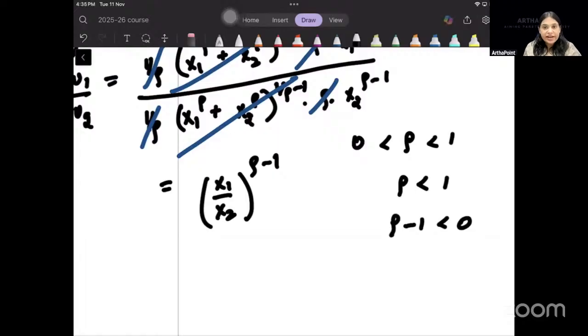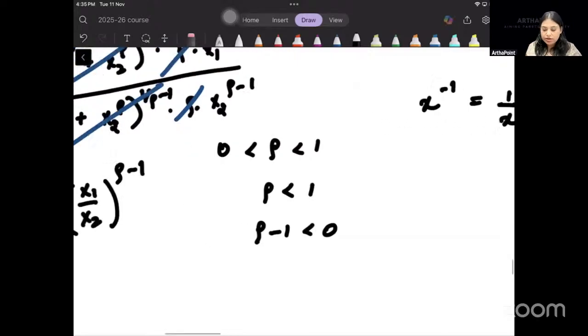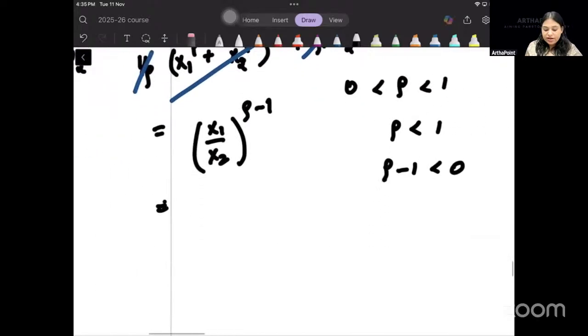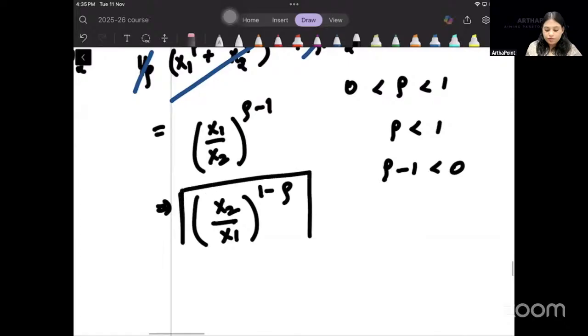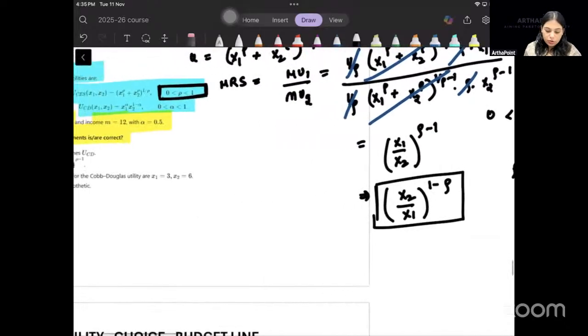When we have a negative power, if I have x to the power minus 1, I can write this as 1 by x. So we can reciprocate it. If I have a negative power, I can write this as (x2/x1)^(1 - rho). We'll stop here for now. Now look here.